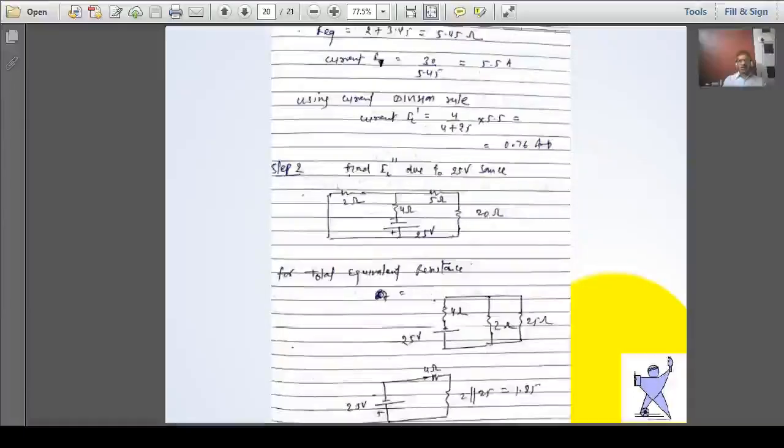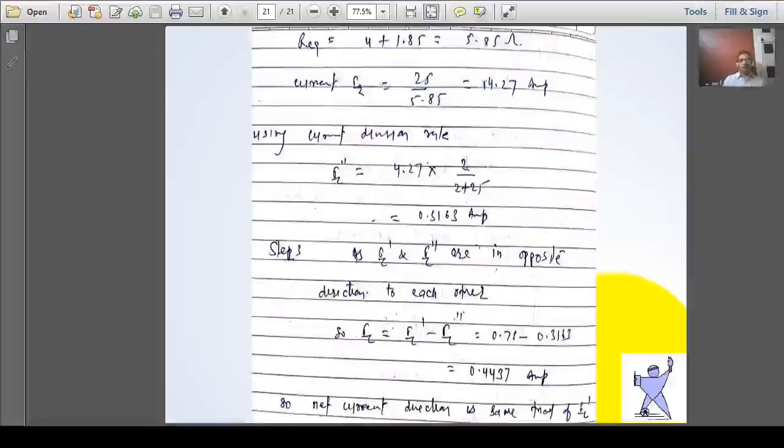In the next step, we'll take the other source, the second source, and we replace the first source by its internal resistance. Now taking this 25 volt source, in order to calculate the current, first we'll have to find out the total equivalent resistance. We can see that these two resistors are in parallel and this is in series with this combination. The parallel resistance is 1.85. So the equivalent resistance will be 4 plus 1.85 is equal to 5.85.